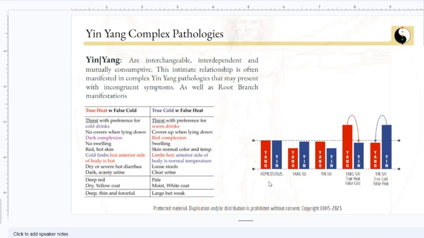How do you mean? Which one of these, branch or root, would I say represents the excess element? The root is the deficiency. Good. You just answered your question. So what is the precept in TCM? First and foremost, treat the excess.